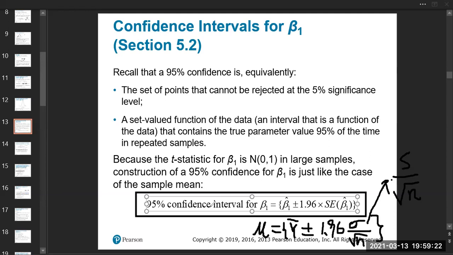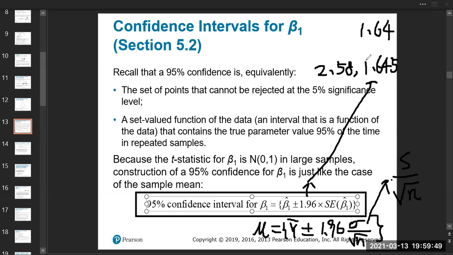And of course, if it's a 99% confidence interval, then it should be 2.58, I believe. And if it's a 90% confidence interval, then it should be 1.645. I believe that Pearson also takes 1.64. So just try, and see which one it takes.